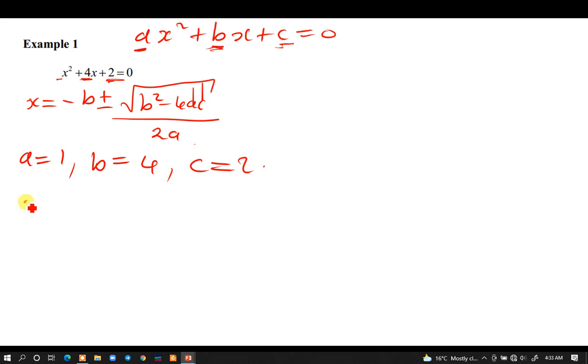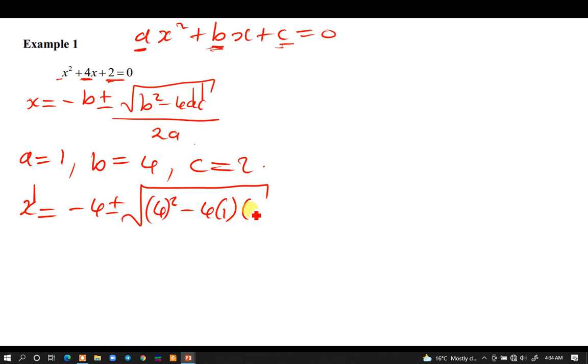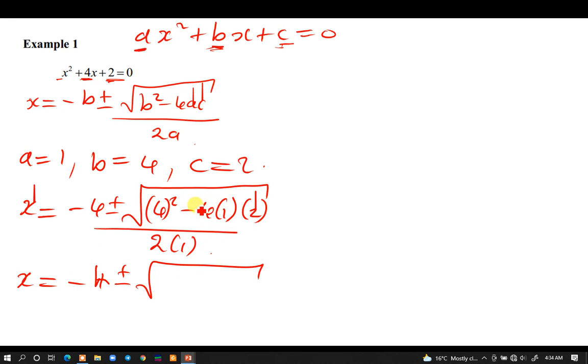So we replace them in the formula. We have x is equal to negative b, which will be negative 4, plus or minus the square root of b squared, which is simply 4 squared, then minus 4, and then our value of a is simply 1, 4a, and then c will simply be 2, and everything divided by 2a, which is simply 1. And we have x is equal to negative 4 plus or minus, we simplify what is under the square root there. 4 squared is simply 16 minus 4 times 2, that is 8. Then everything divided by 2.